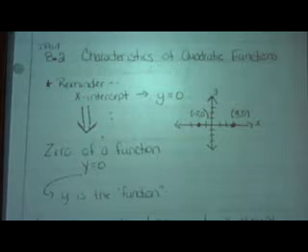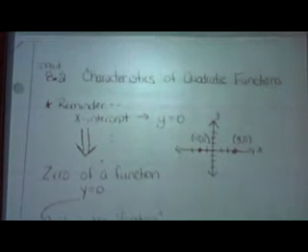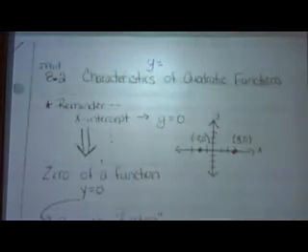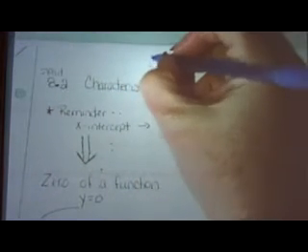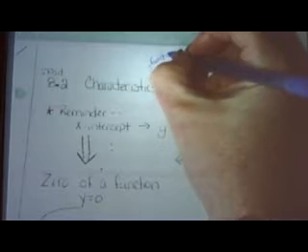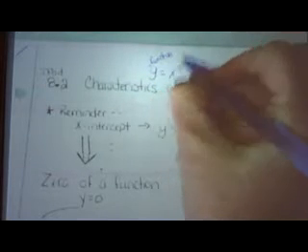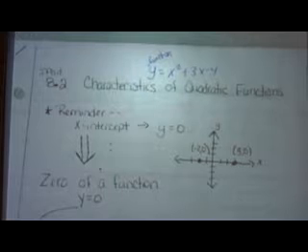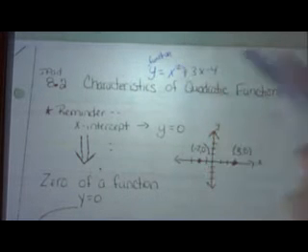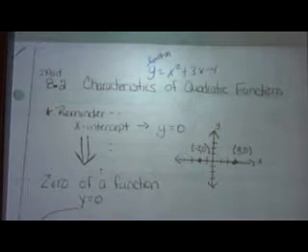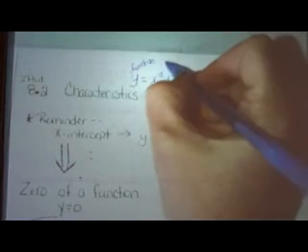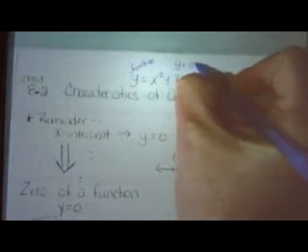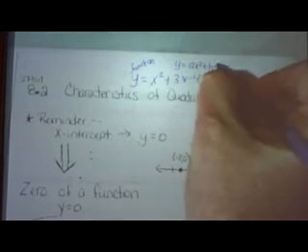And remember, for it to be a quadratic function, your x has to be squared. So for example, y is your function. If you have something like x squared plus 3x minus 4, that would be considered a quadratic function because your x is squared. And quadratic functions are written in the form y equals ax squared plus bx plus c.